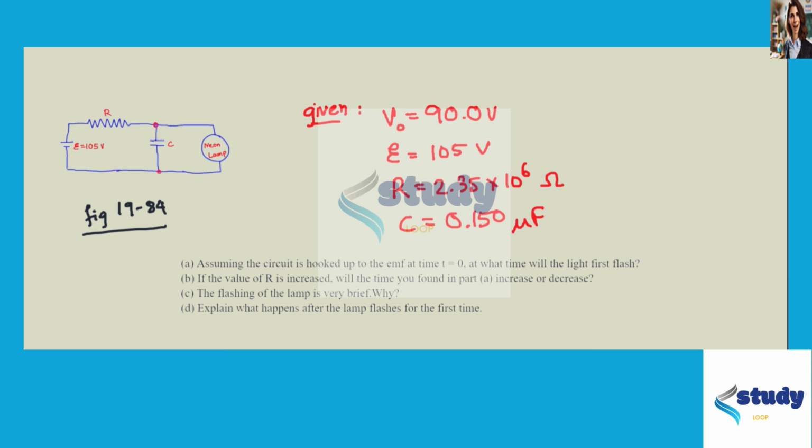The neon lamp will flash. So if we want to know what time the light will first flash, we have to find out the time this capacitor takes to reach the threshold voltage, which is 90 volts.